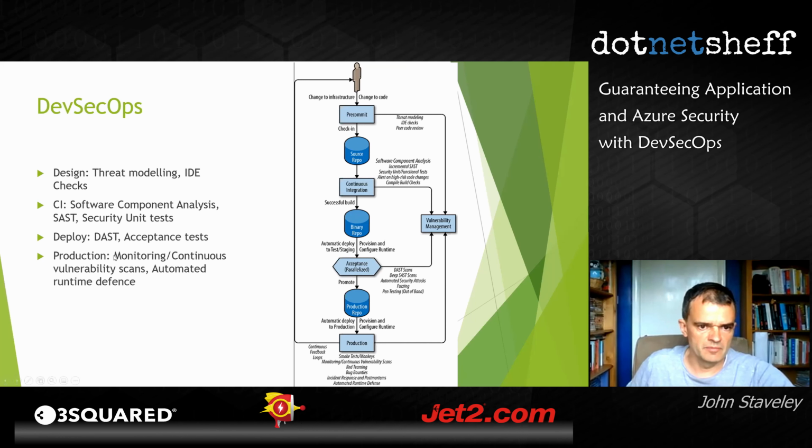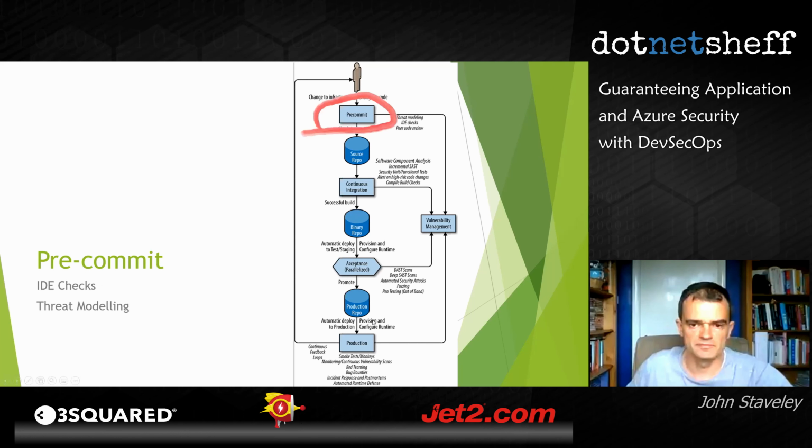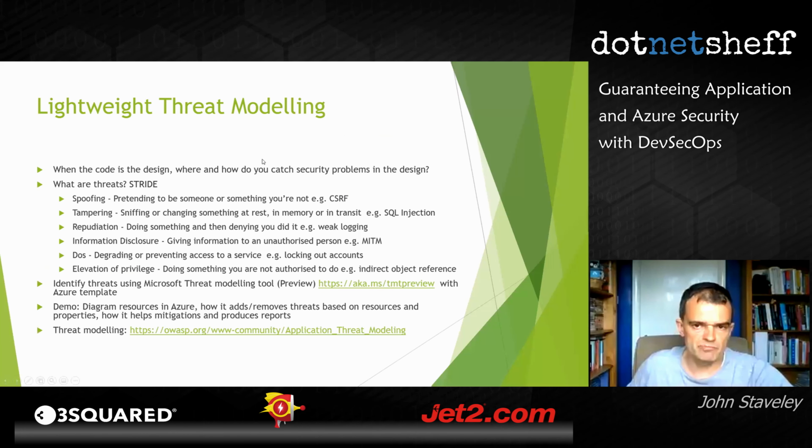So yeah, in production, monitoring, continuous vulnerability scans and automated runtime defenses. So we'll go into all of these steps later. It's all about the tooling that we're going to use to prove that out as we're going through that. So first off, I'm going to talk about pre-commit, which is IDE checks and threat modeling.